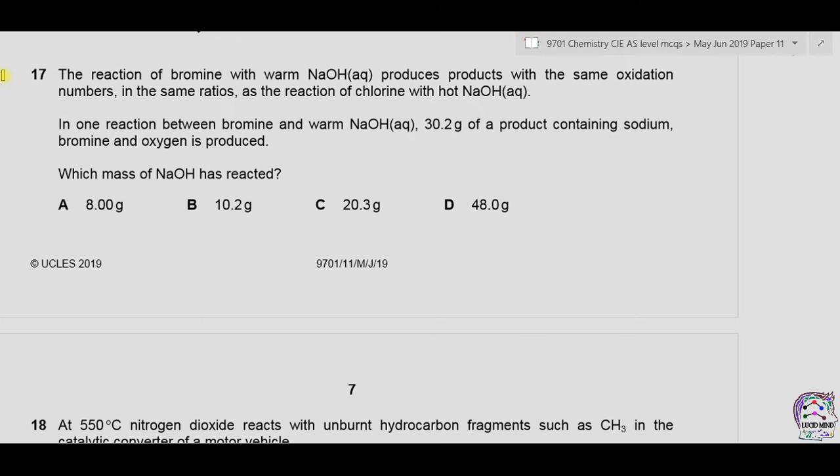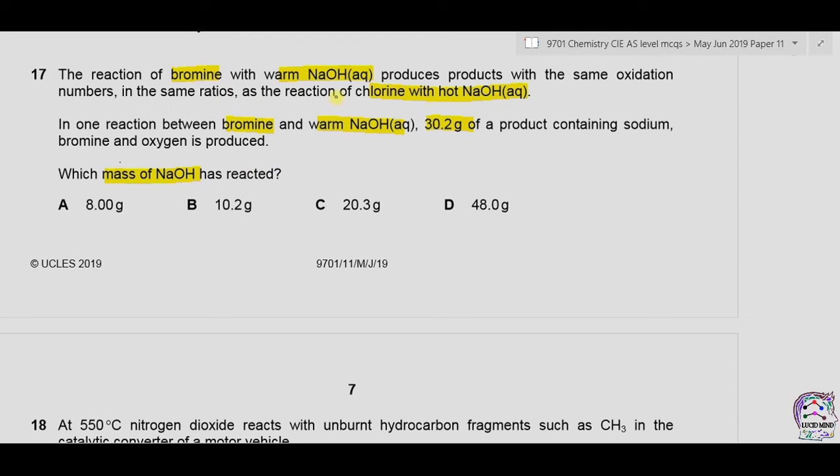Question 17. The reaction of bromine with warm sodium hydroxide aqueous produces products with the same oxidation numbers in the same ratios as the reaction of chlorine with hot sodium hydroxide. In one reaction between bromine and warm NaOH, 30.2 grams of product containing sodium, bromine and oxygen is produced. Which mass of sodium hydroxide has reacted?